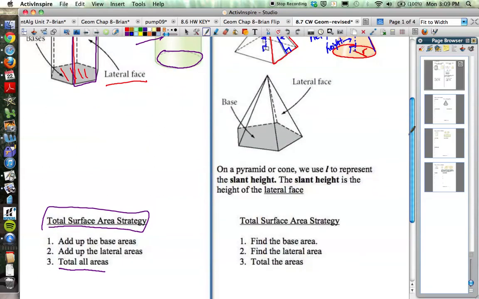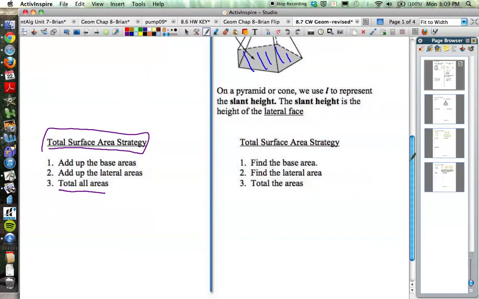All right, so again, the diagram here shows the base. So, of course, a pyramid and a cone have a base. If it's a pyramid, then it's going to be a polygon base, like this is a pentagon. And if it is a cone, it's going to have a circular base. So on a pyramid or cone, we use the letter L to represent the slant height. And the slant height is the height of the lateral face. So if you took that lateral face off and measured just the height of that, that would be called a slant height. So again, we're just going to come up with a surface area strategy for these, which is basically just find the area of the base, then find all the lateral areas, and then total them all up, and we're going to get the total surface area.